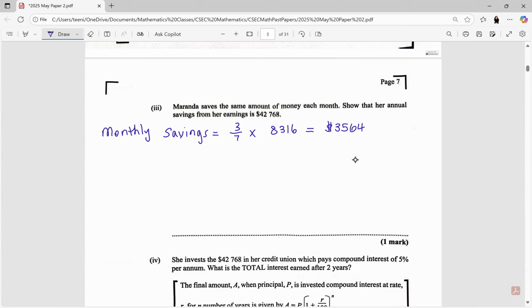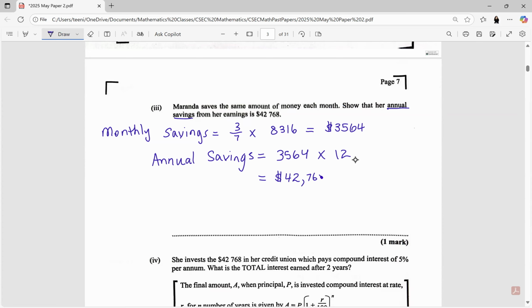Good. So if this is her monthly savings, guys, how would you calculate annual savings if she saves 3,564 each month? Miss, you multiply 3,564 by 12. That's right. Why are we multiplying it by 12? Because there are 12 months in the year and we already have 1 month. Correct. So go ahead, do that for me. Did you get this value? $42,768. Yes, miss. Correct.